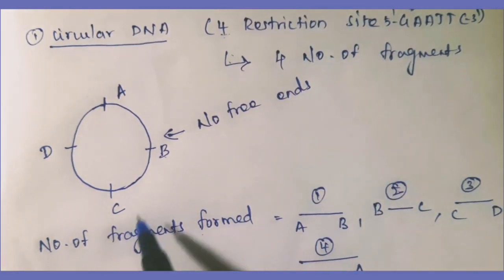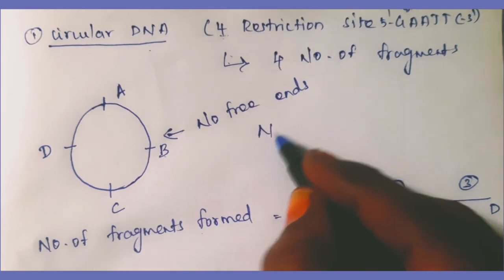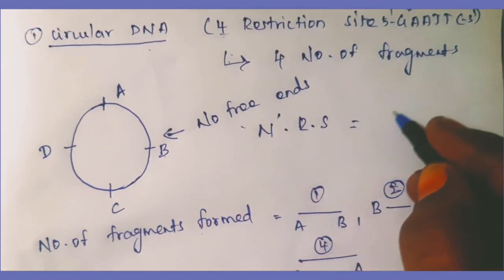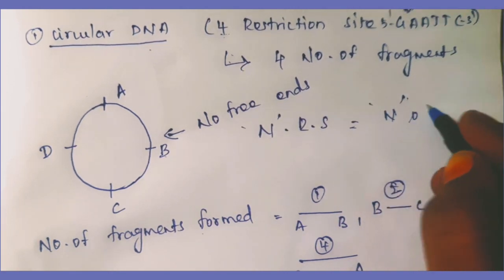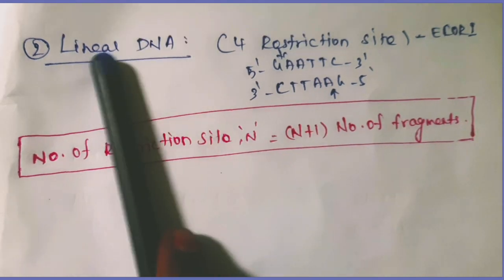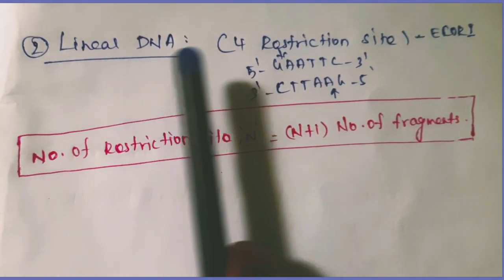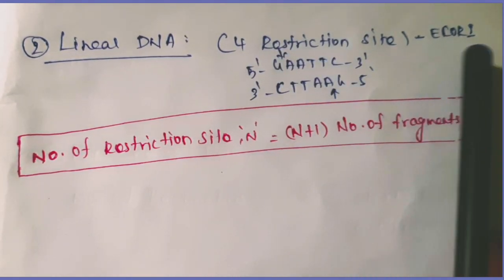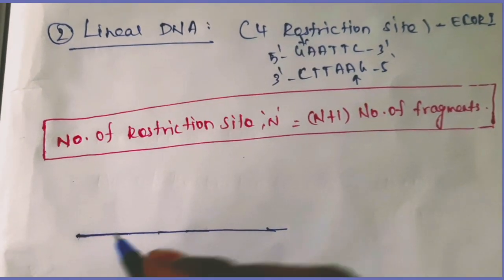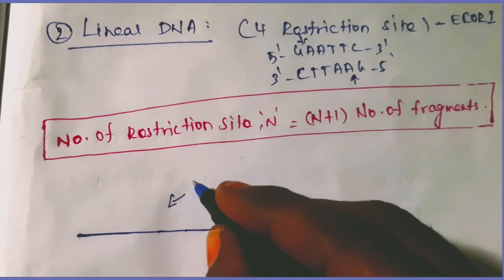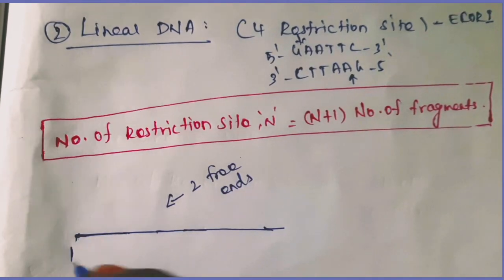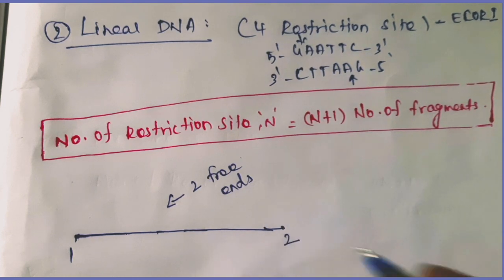So for circular DNA, if it has n number of restriction sites, then it will produce n number of fragments. Next, let's see linear DNA. This linear DNA also has 4 restriction sites for the EcoRI restriction enzyme. So consider this is your linear DNA. This linear DNA has 2 free ends, here 1 and 2.